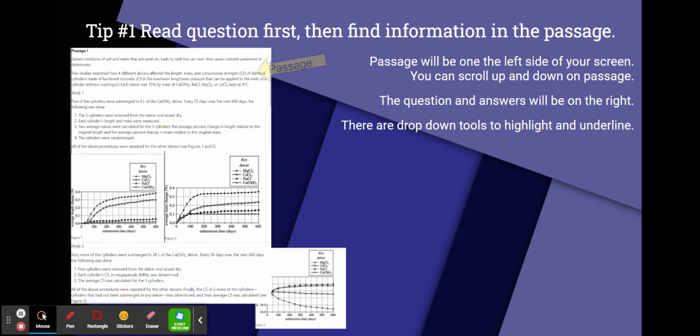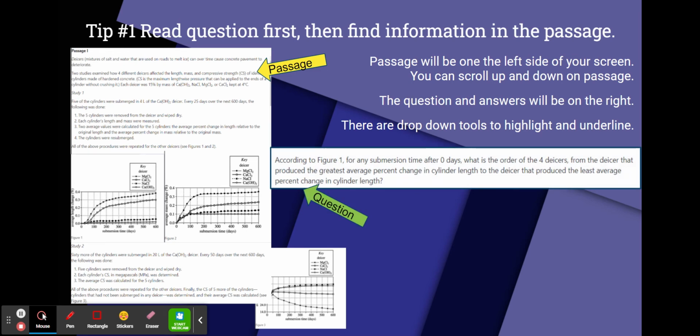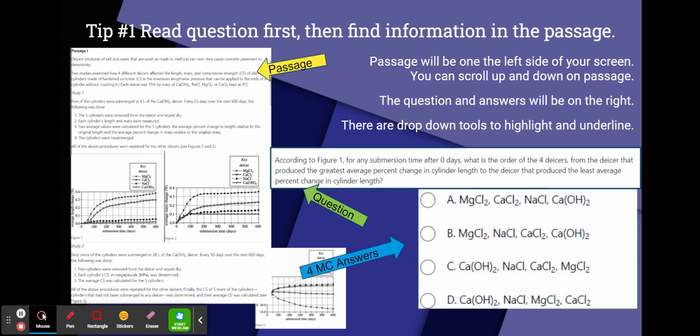So you will have the passage on the left, and you can scroll up and down. The question will be on the right. And again, as you scroll to the next 4 or 7 questions, they will have the same passage on the left. Then you will see your multiple choice answers, and your job is to pick the correct answer. You will also have a drop down tool that you can highlight and underline portions of the passage.